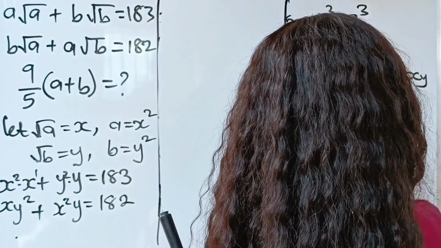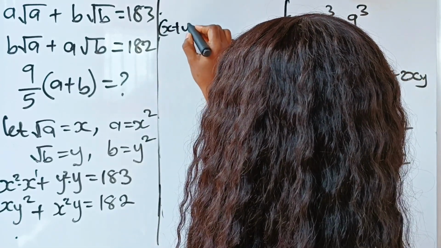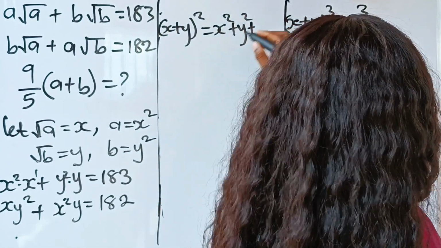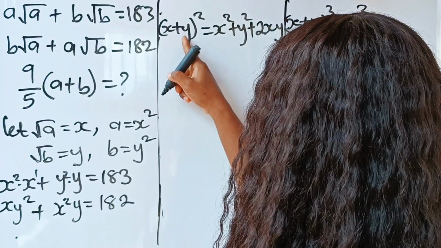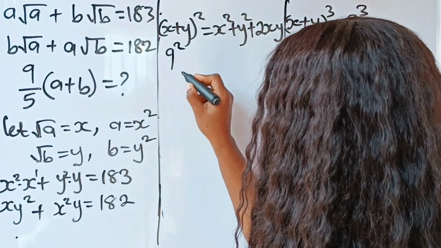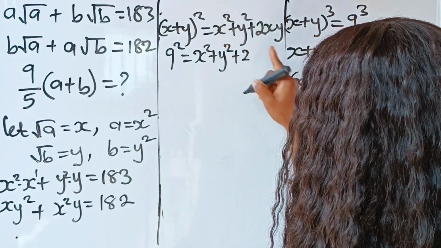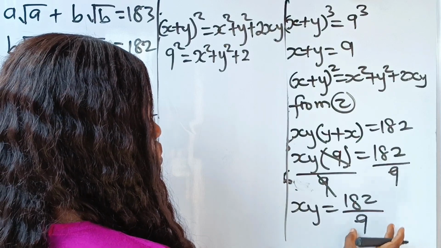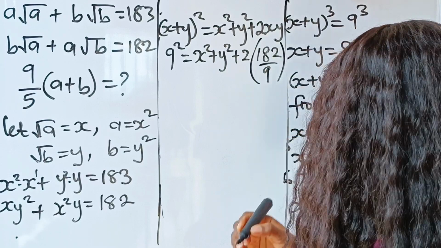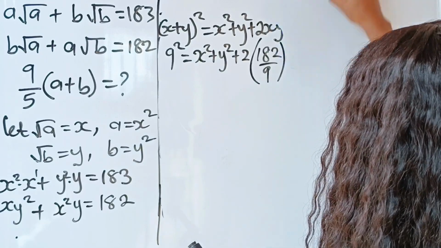xy is equal to 182 divided by 9. Now recall that this is our intention. (x + y)^2 is our intention, right, is equal to x^2 + y^2 + 2xy. Now x + y is 9. Recall, x + y is 9. So we are going to write 9^2 is equal to x^2 + y^2 + 2xy. Now look at our xy, 182 divided by 9. So we are going to just substitute, okay? 182 divided by 9. Now at this point, I think we don't really need all this again, so that we can solve our mathematics in peace.